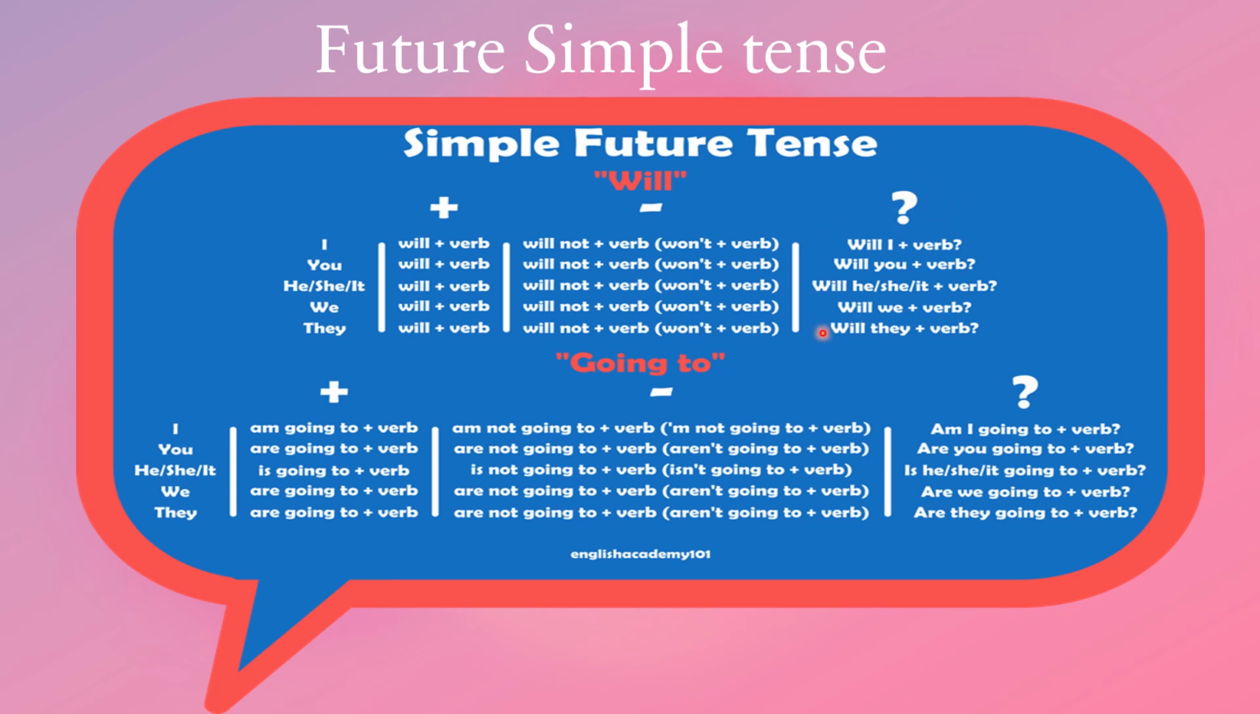Okay? Then when you are using simple future tense, but you have to use going to, you will use your subject is, am, or are plus going to plus your verb. And when it's negative, it's subject, am, is, or are not going to plus your verb. Right? And then for your question sentence, it's am, is, or are plus going to plus your verb and question mark.